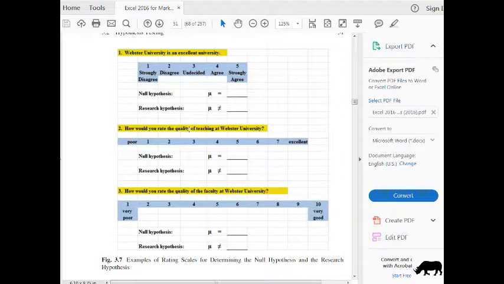How would you rate the quality of teaching at Webster University? 1, 2, 3, 4, 5, 6, 7, poor to excellent. Null hypothesis and research hypothesis. How would you rate the quality of the faculty of Webster University? From 1 to 10. Null hypothesis mu equal to, and research hypothesis mu not equal to.